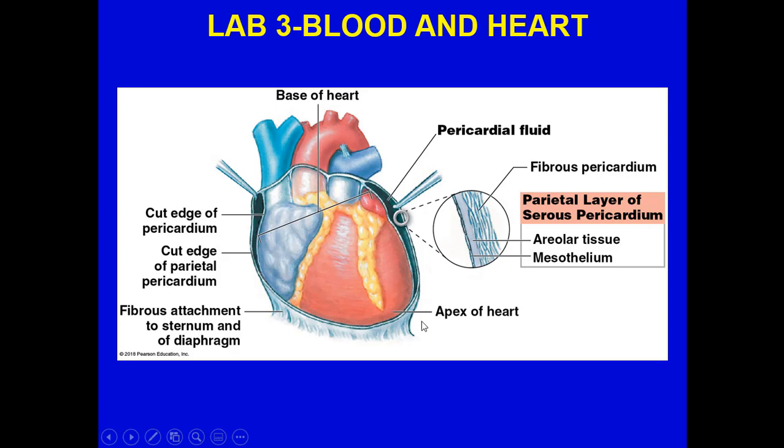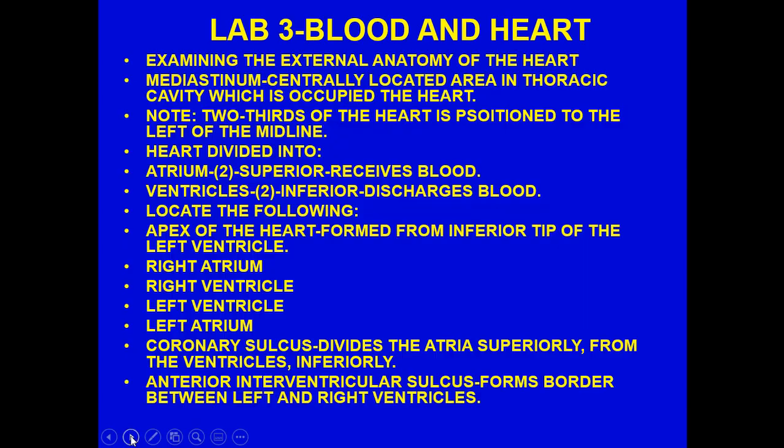Here are the various linings. Here's where the pericardial fluid would be. You have the parietal layer of the serous pericardium, consisting of areolar tissue and mesothelium. You have the apex of the heart, and this is a fibrous attachment to both the sternum and the diaphragm. Okay, and so you can see the different layers here. It's extremely important to get this concept down.